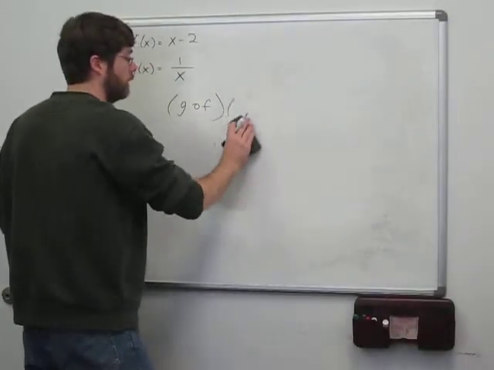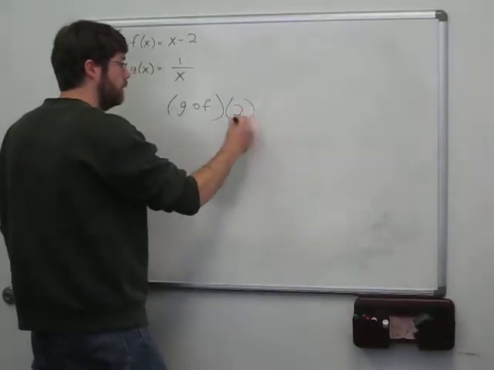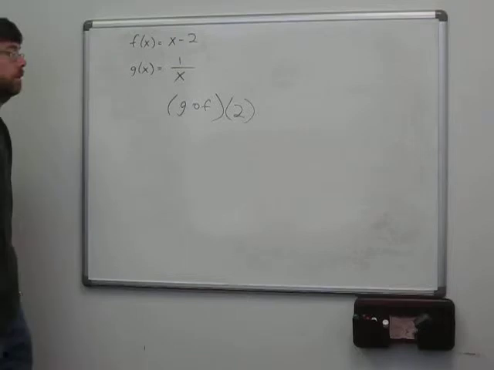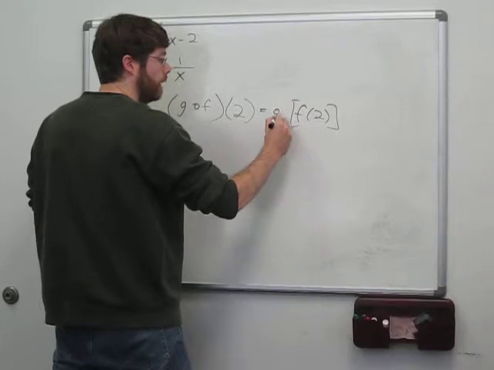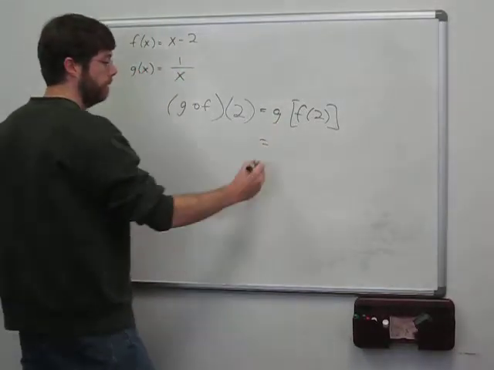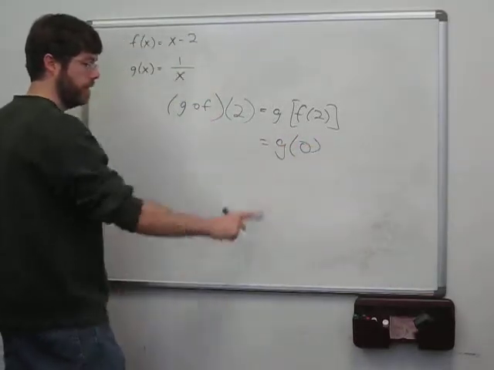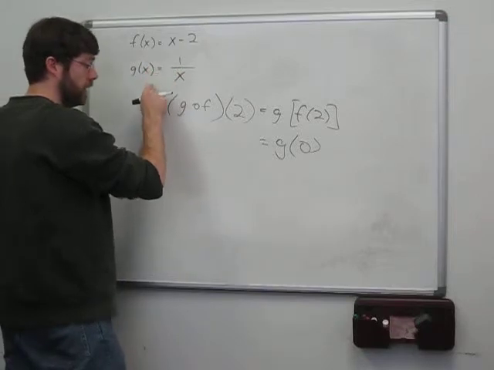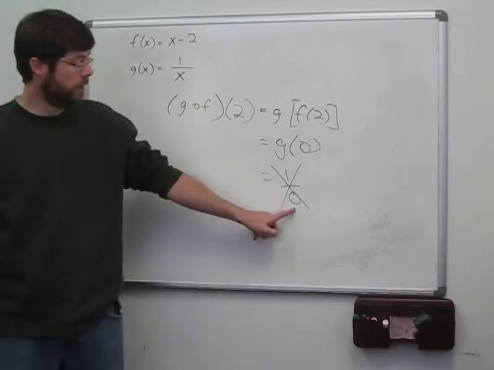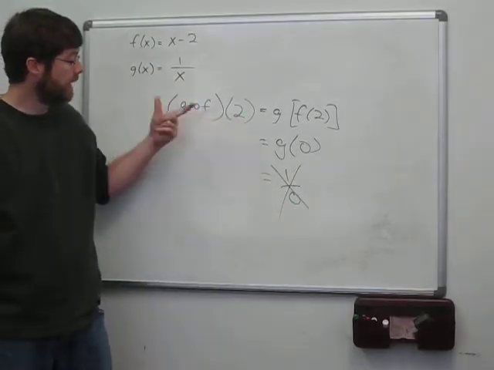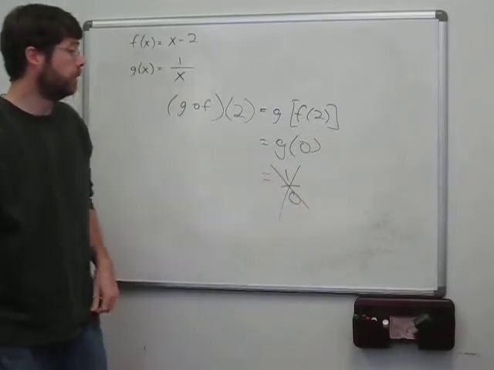Let's consider another x value. Let's compute g of f when x is equal to 2. And so I'm going to take f of 2 and apply g to the result. F of 2 is 0. I want to take 0 and plug it into my function g. That would be 1/0, which is not a real number. Okay? So 2 cannot be in the domain of g of f because we don't get a single real number out.